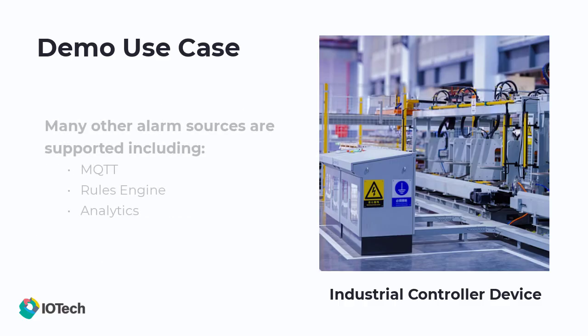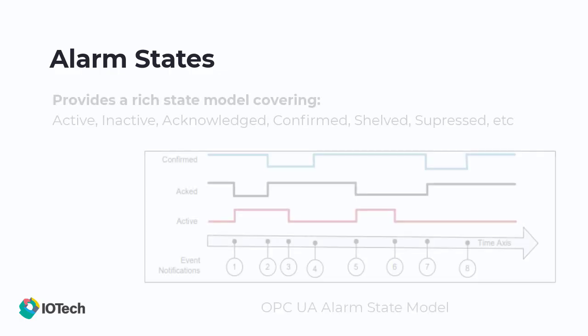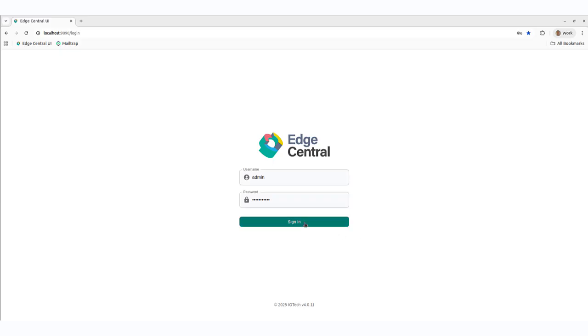Note that many other alarm sources are supported, such as MQTT, rules engine or analytics-based alarms, but just not demonstrated here. A key feature of the IOTech Alarm Service is its comprehensive alarm state model that is defined as part of the underlying standard. Each alarm can transition through a rich set of well-defined states, such as active or inactive, acknowledged, confirmed, shelved, suppressed, and so on. We'll demonstrate some of these different states in our demo here. So the Alarm Service has its own REST API, but we'll use the Edge Central User Interface to drive the demo here.